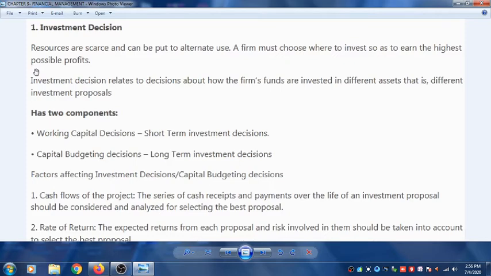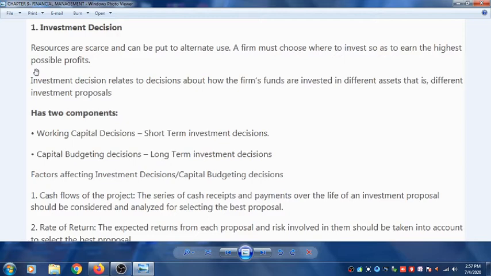And investment decision is basically this, that where to invest the money so as to earn the highest profits. So every finance manager has to take a decision that where to invest the company's money to earn the highest possible profit for the company. Investment decision relates to decisions about how the firm's funds are invested in different assets, that is different investment proposals.